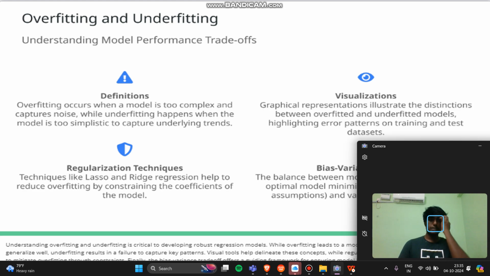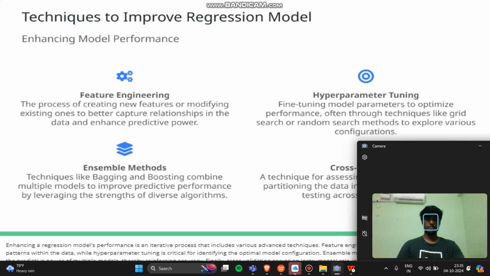Visualization: graphical representation illustrating the distinction between the overfitted and the underfitted models, highlighting the error patterns in the training and test datasets. Regularization techniques: techniques like lasso and ridge regression help to reduce overfitting by constraining the coefficients of the model. Bias and variance: the balance between the model and the optimal model with minimal bias and variance.